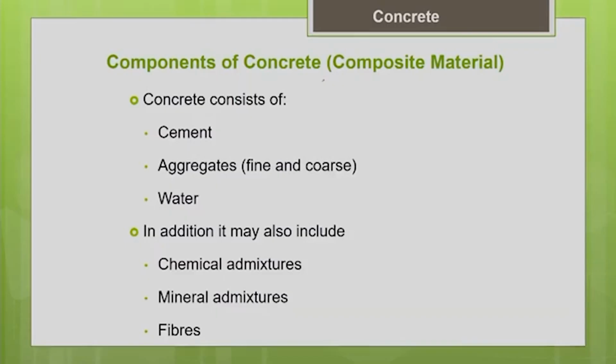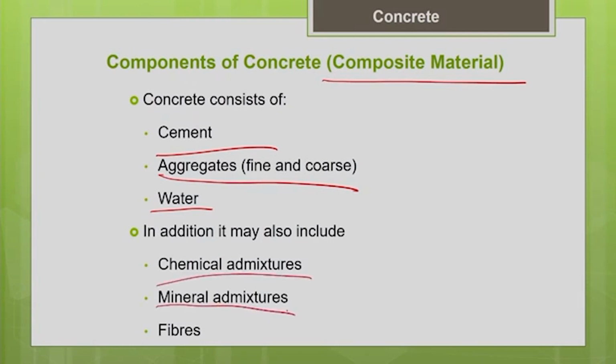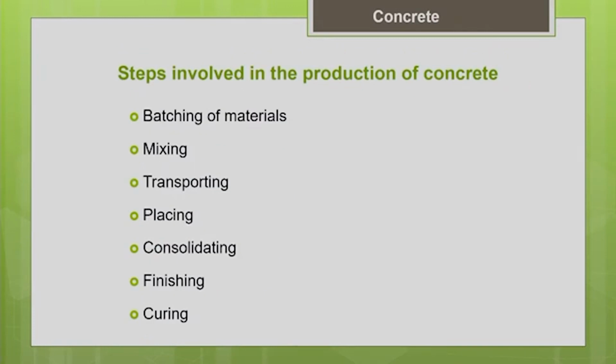But basically, as everyone knows, concrete is a composite material. It is made up of different ingredients like cement, aggregate and water. Other than these conventional ingredients, nowadays we use modern admixtures also, chemical based admixtures and mineral based admixtures, in order to improve the performance of concrete in terms of strength, workability and durability.